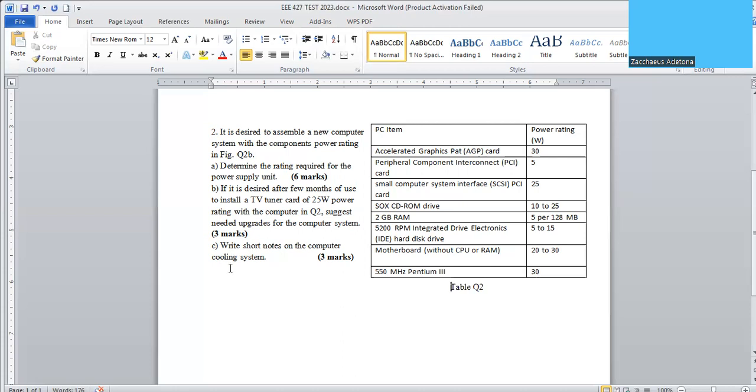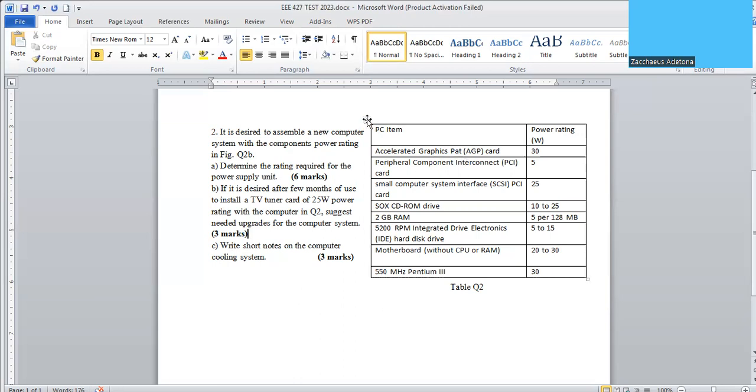And then the last one, question C. Question C is not related to the question here, but it's just testing your knowledge about the computer cooling system. So we want you to write short notes on the computer cooling system. And that one gives you another 3 points. So question 2 itself is about 9 points. A, 6 points. B, 3 points. And then the last one, question C, 3 points. So we write short notes on the computer cooling system.